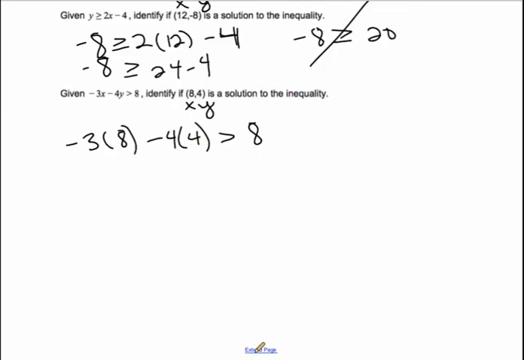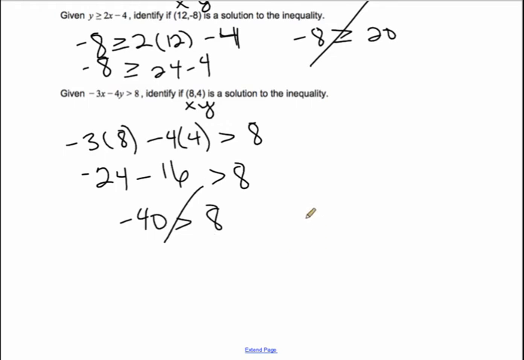All right, let's see if that's true. Negative 3 times 8 is negative 24. Negative 4 times 4 is minus 16, greater than 8. Negative 24 minus 16 is negative 40, right? Is negative 40 greater than 8? No, it is most definitely not. So this is not a solution. All right?